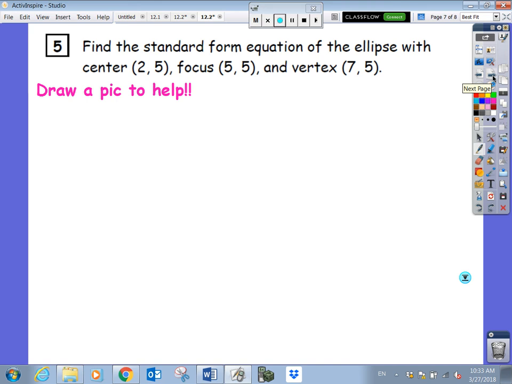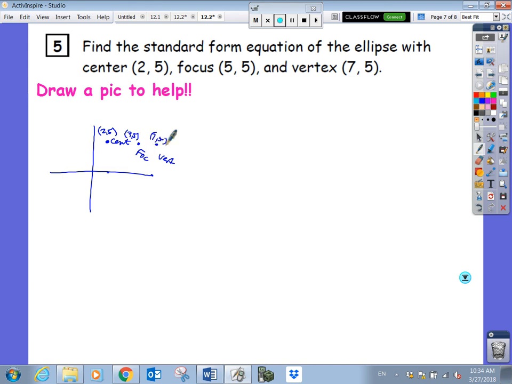Same thing here. If this was given to you tomorrow, and you're given a center, a focus, and a vertex, you know right away that that's an ellipse. It's not a circle. Circles have a radius and a center. Ellipses have a lot more stuff. So we know the center is 2, 5. We know the focus is 5, 5. And the vertex is 7, 5. So here we have 2, 5, 5, 5, and 7, 5.